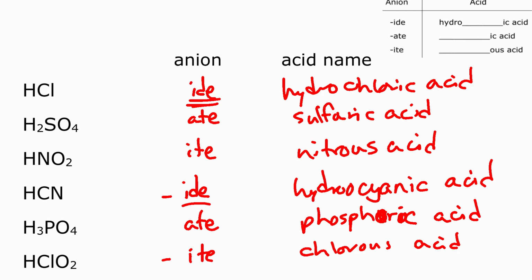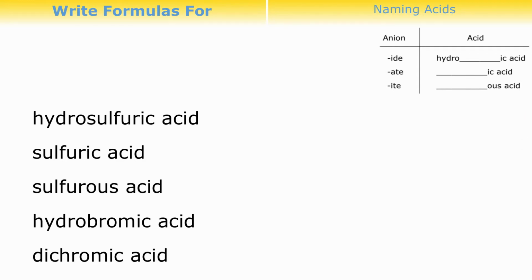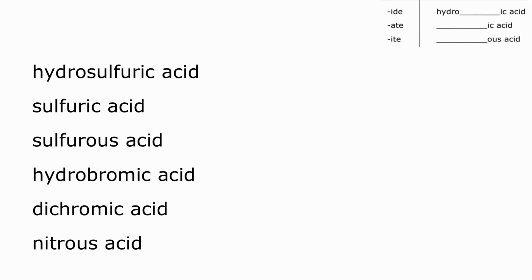Let's go the other way. So here's the names. Now I want to come up with the formulas for each one of those. Again, pause, try it on your own, then press play, see if you get the right answer. Okay, hydrosulfuric, so it's hydro and an "ic." There's a hydro-ic. It must have come from an "ide." So this one must be a sulfur, just a sulfur by itself. But then I have to figure out how many hydrogens I need to put there.